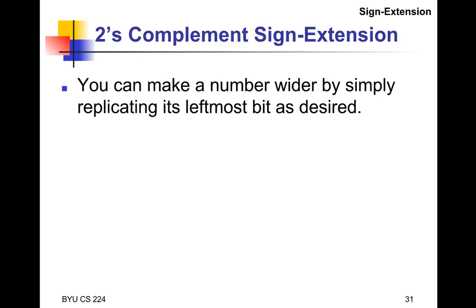So what if we had a nibble that's 4 bits and we wanted to extend it to 8 bits? In 2's complement, it's very easy to do that. You can extend the number of bits wider by just replicating the leftmost bit, make it as big as you like.